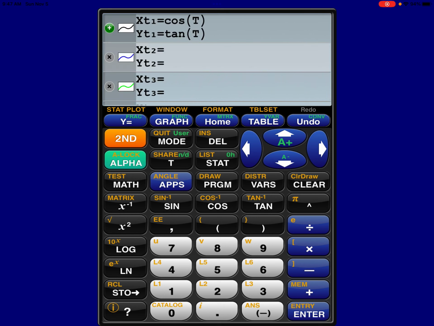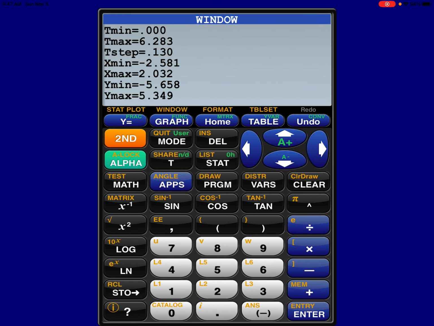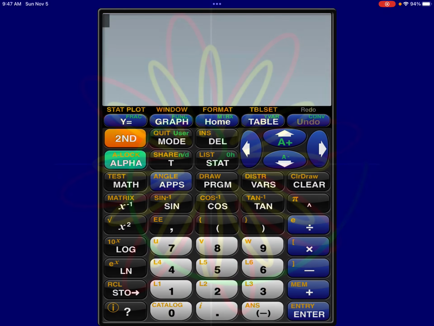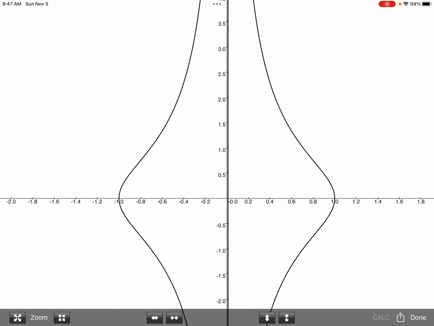Okay, so go to y equals, make sure that it's in parametric form. There's my cosine and my tangent. For the window, I'm having the t values go from 0 to 2 pi. And then this, I could say x is -3 to 3, and y is a little bit bigger, -10 to 10. And then it unexpectedly quit.